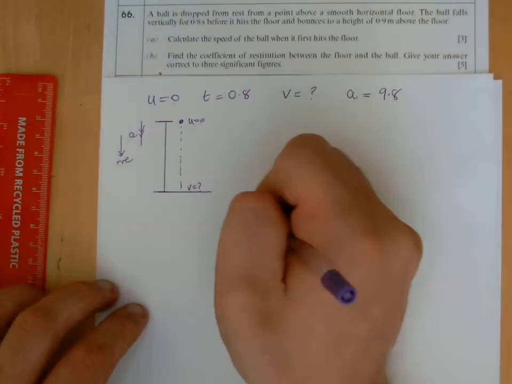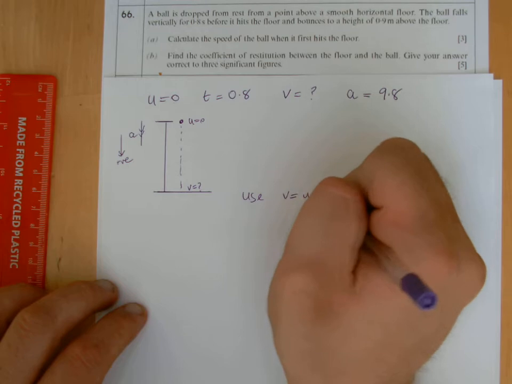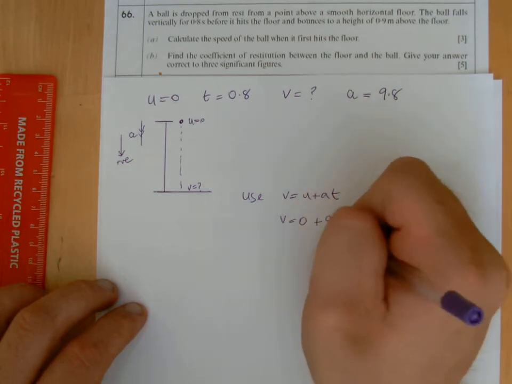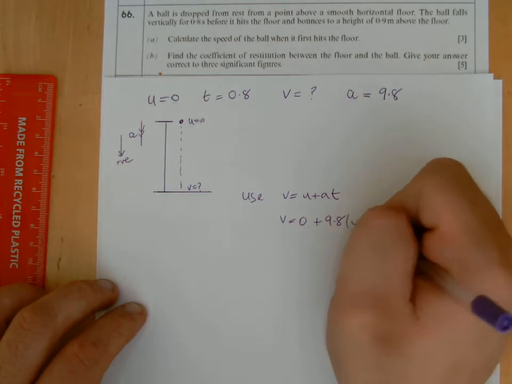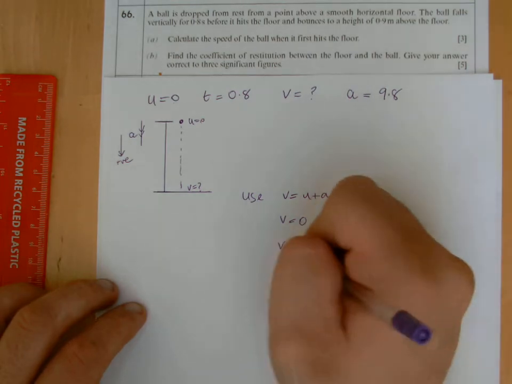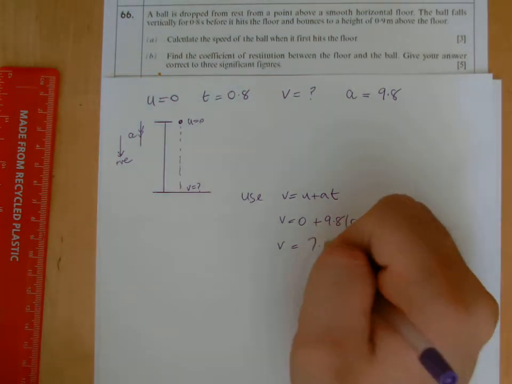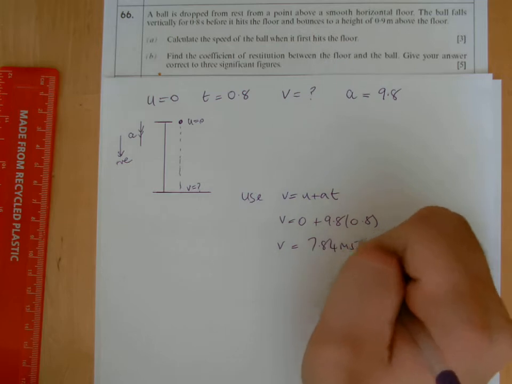So if we use v equals u plus at, v will equal 0 plus 9.8 times time, which is 0.8. So you can get your velocity to be 7.84 meters per second.